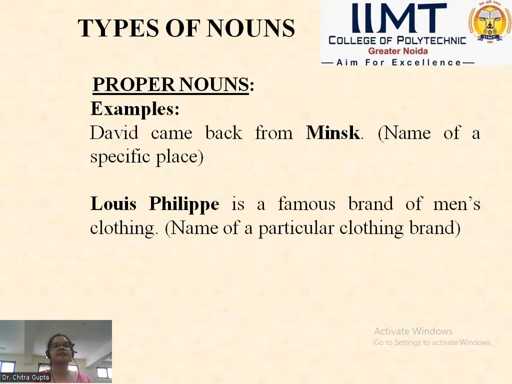Another example: David came back from Minshik. Minshik is the name of a particular, specific place, so again it comes under the category of proper noun. Louis Philippe is a famous brand of men's clothing. Everyone knows Louis Philippe, and it is the name of a particular clothing brand.